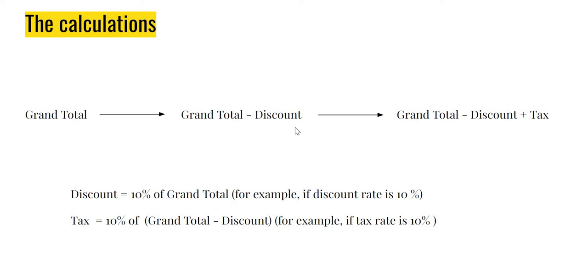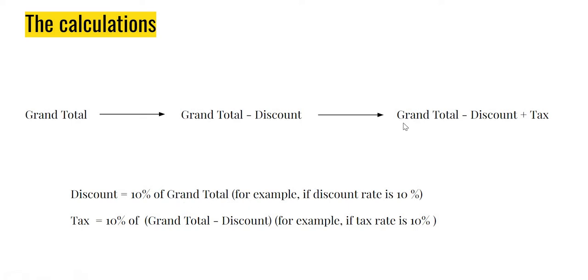Now this discount itself could be zero if the user opts not to have a discount, or the discount could be, for example, 10% of the grand total. So if let's say grand total is 100 rupees, then the discount is 10 rupees. If the grand total is 1000 rupees, then for a 10% rate, the discount is 100 rupees. Now obviously the discount rate need not always be 10%, but this is just an example. In fact, if the user chooses no discount, then the discount rate is 0%.